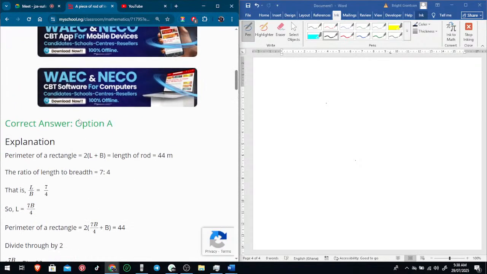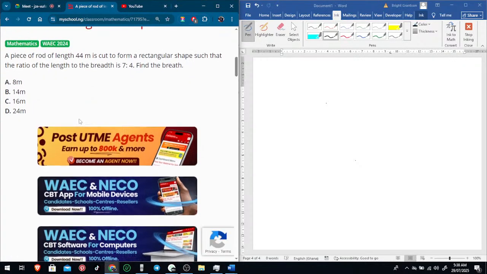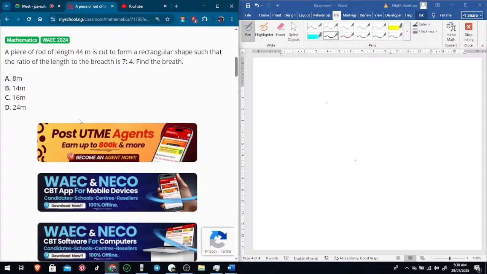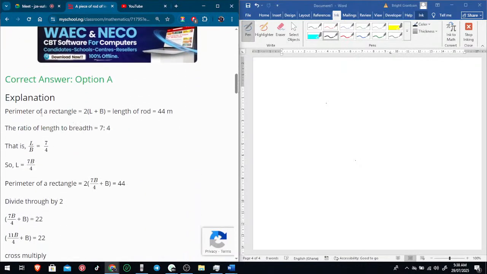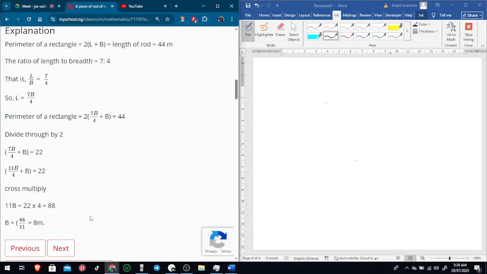Look at the question. The piece of rod is 44 meters long. It's cut to form a rectangular shape such that the ratio of the length to the breadth is 7:4. So this is the perimeter of that rectangle. 2L plus 2B is equal to the piece of rod, which is 44. Right? So the 44 is the perimeter. The ratio is 7:4, so L over B is 7/4. You make L the subject. Come and put L over here so that everything will be in terms of B. Then solve it by making B the subject.